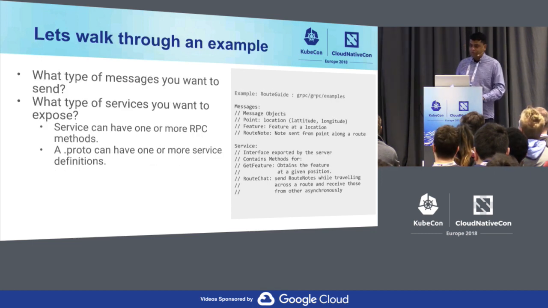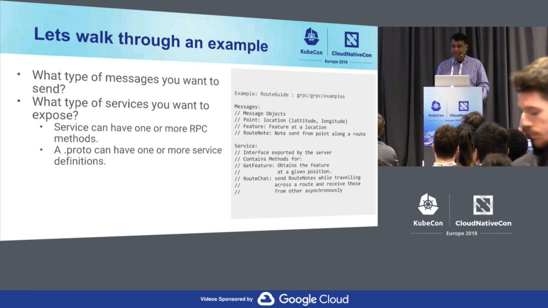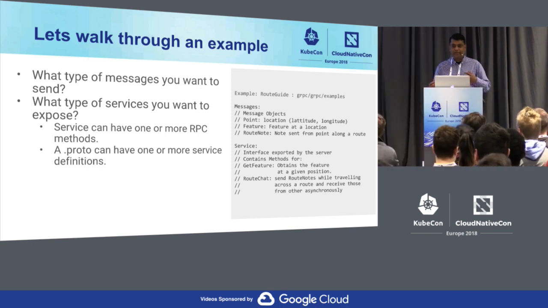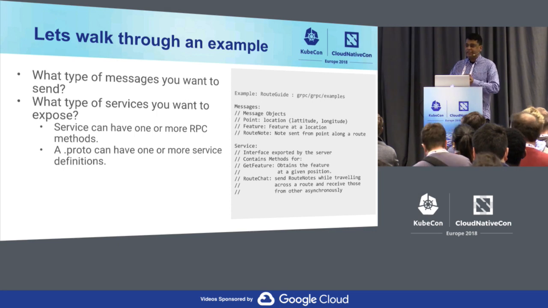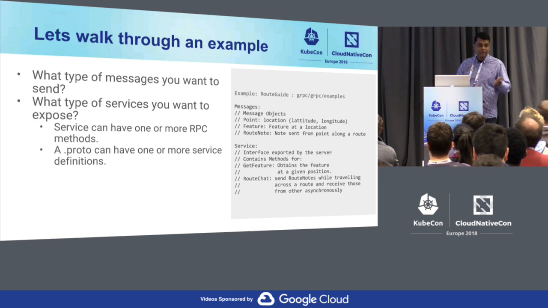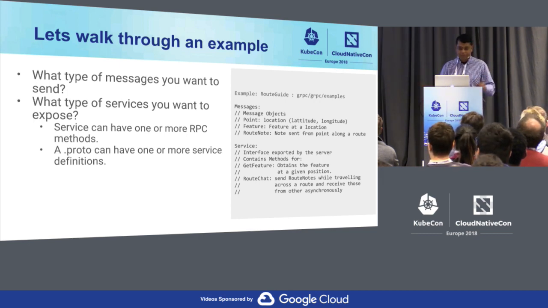So now we know the basic blocks we are going to use. Let's walk through an example. Let's say that I want to build an example called route guide, and it's a simple application. The application is such that there are clients traveling around a route, and they are communicating with a service with some notes and information, etc. Or it could be between two friends traveling around two different routes and talking to each other. It can be a symmetric model too.